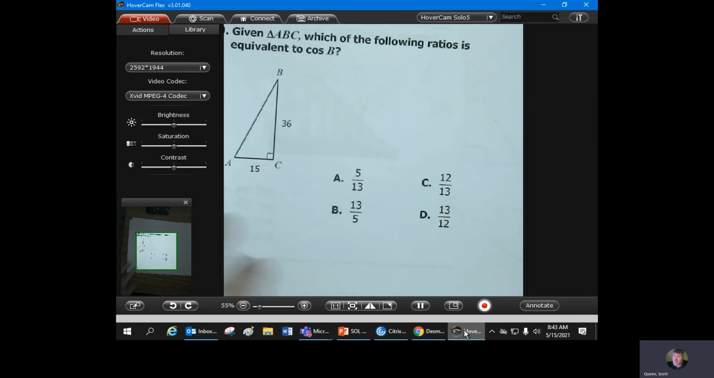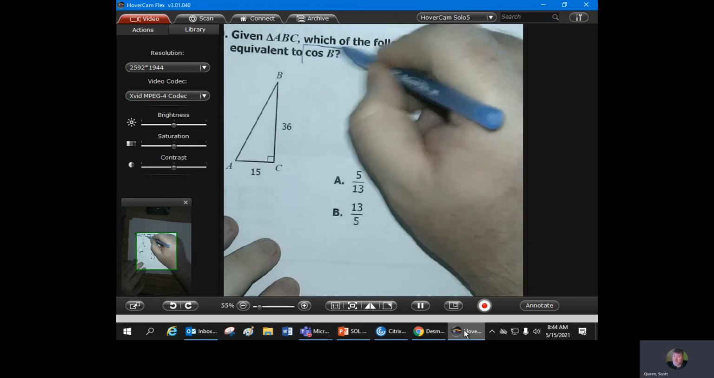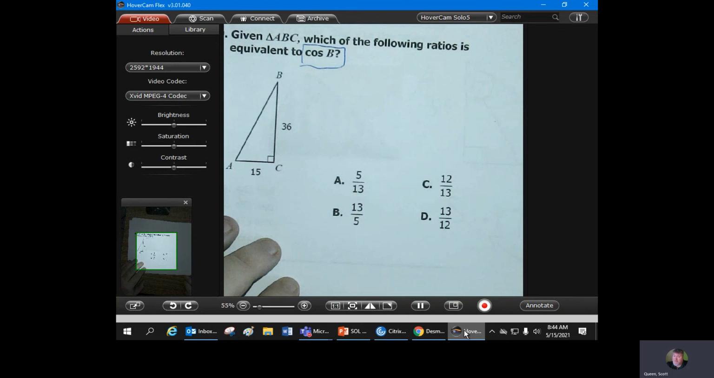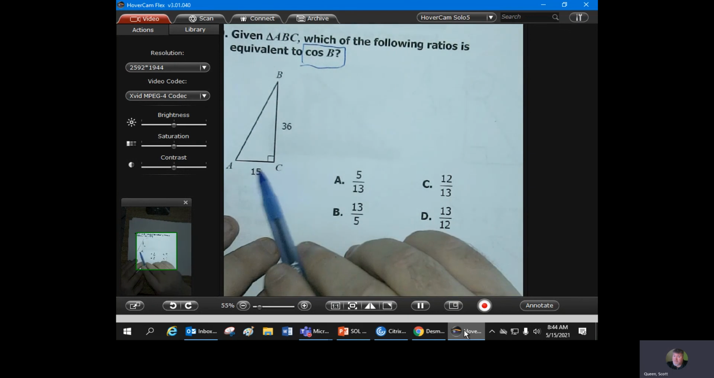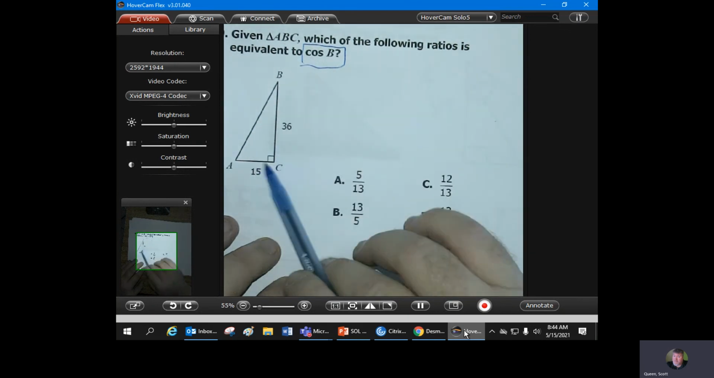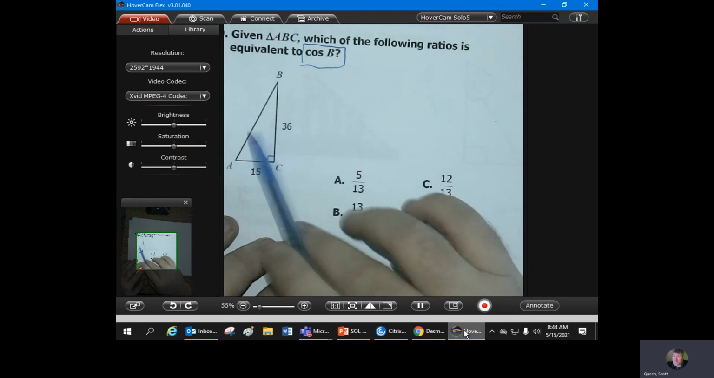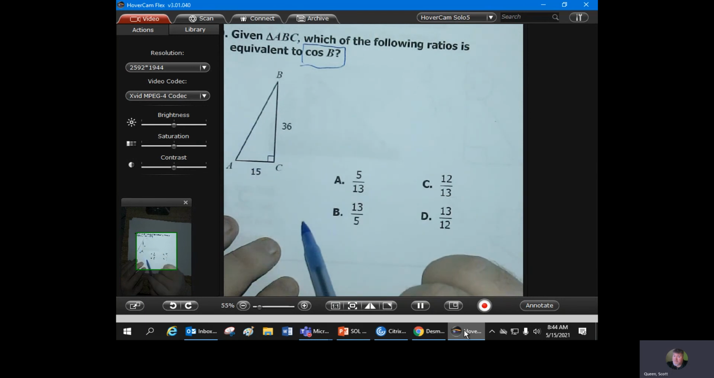Okay. Given triangle ABC, which of the following ratios is equivalent to cosine B? Okay, this is a lot of fun. These are the kind of problems I've seen people miss a lot because they don't know what to do. All right, first of all, they told us cosine B. So that's kind of important. However, I also notice I got a right triangle here. When we start talking trig, it should be a right triangle. But I also know that I have a side I don't know. So the first thing I'm going to do is get that side. You know what I mean?